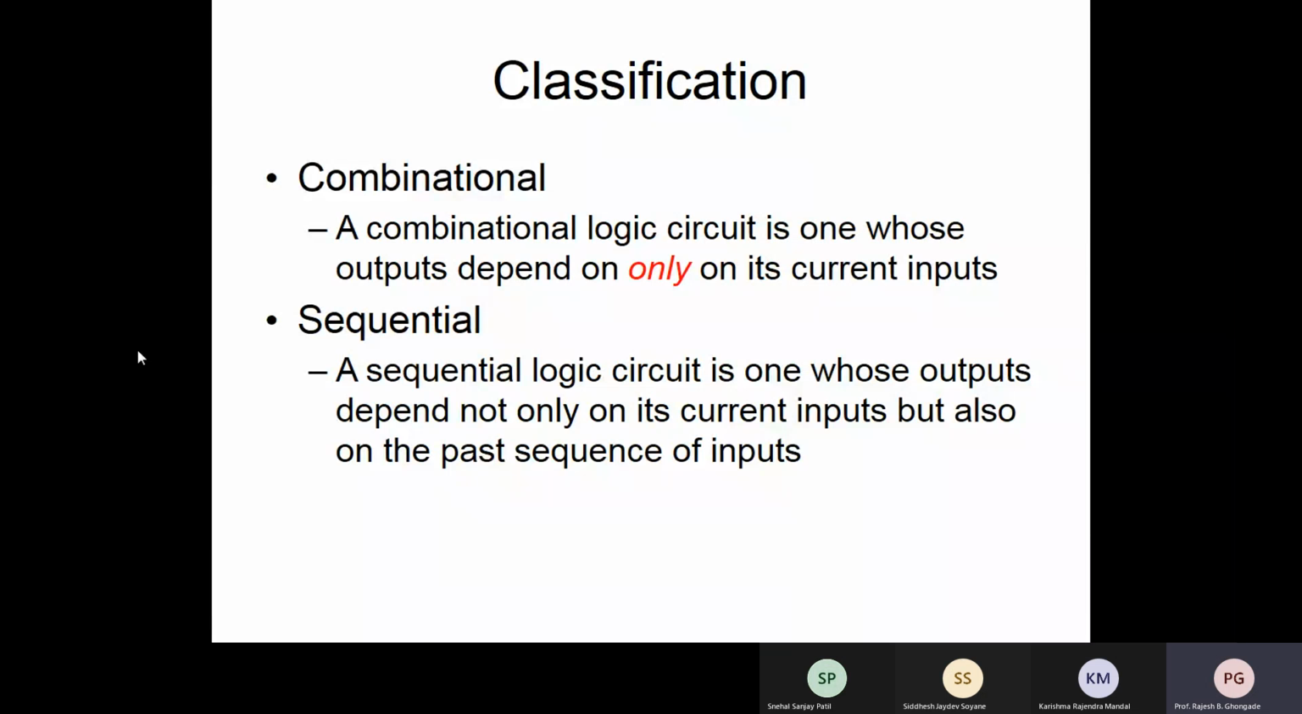Whatever we have done till now using VHDL, we are talking about combinational circuits most of the time. So what is a combinational circuit? It is one whose outputs will depend only on its current inputs. This is very, very important. So how do you define a combinational circuit? A combinational circuit is one whose outputs will depend only on its current inputs.